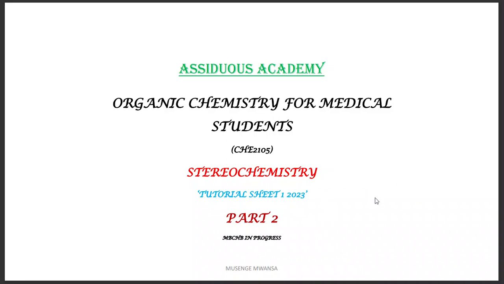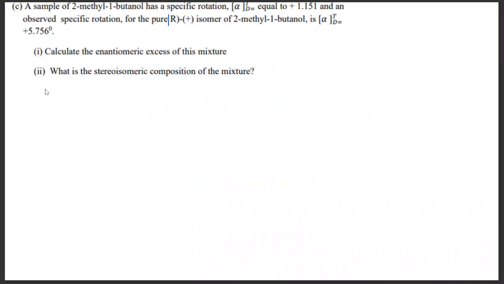Let's proceed now with the second part. A sample of 2-methyl 1-butanol has a specific rotation equal to 0.151 and an observed specific rotation for the pure R isomer of the same is positive 5.756. We want to calculate the enantiomer in excess.